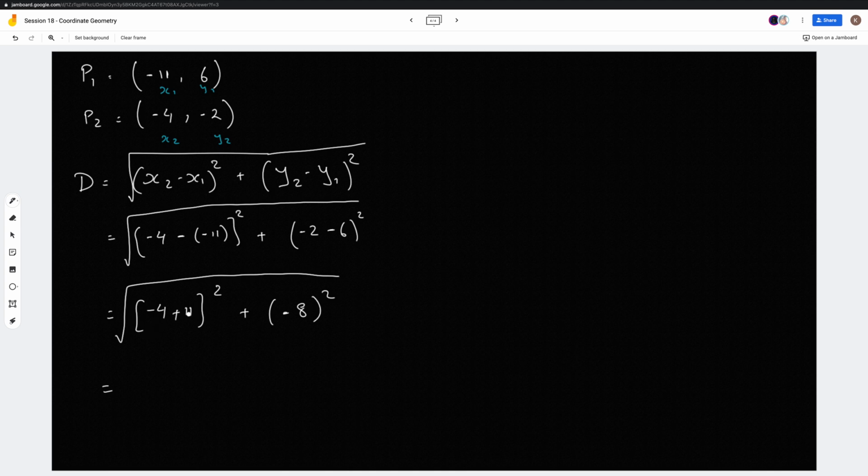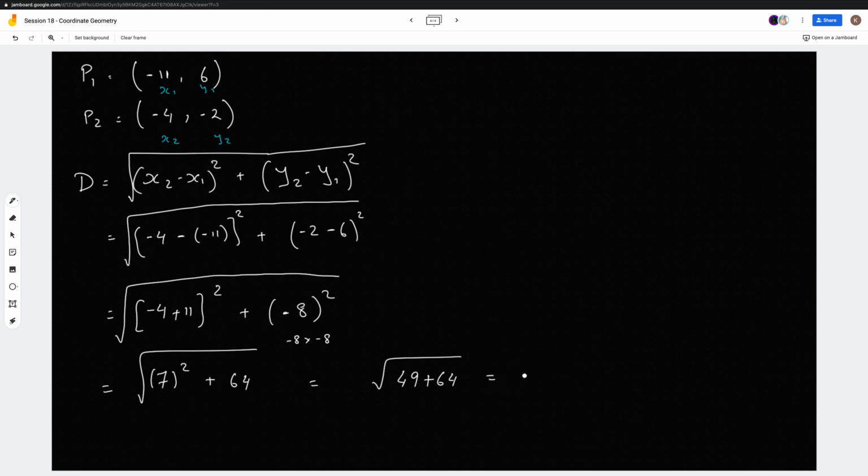What is negative 4 plus 11? 11 minus 4 is nothing but 7 square plus, what is minus 8 multiplied by minus 8? Minus of minus is plus, so you're going to leave it like this. 8 times 8 is 64. This is going to be under the square root. But you know that 7 square is, 7 times 7 is 49 plus 64.